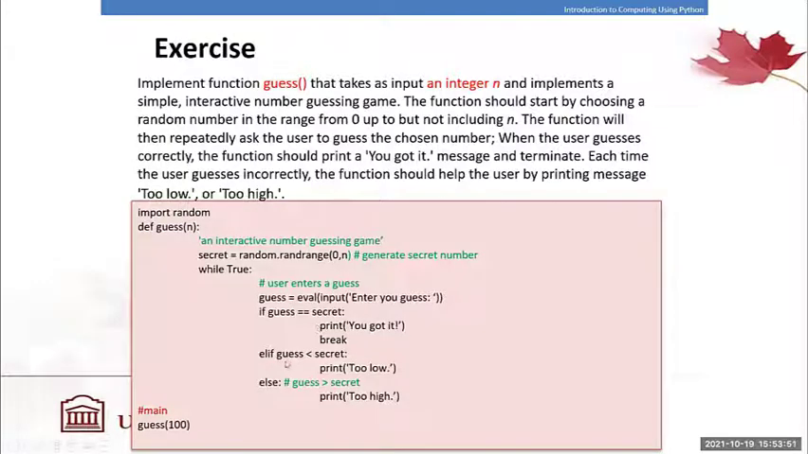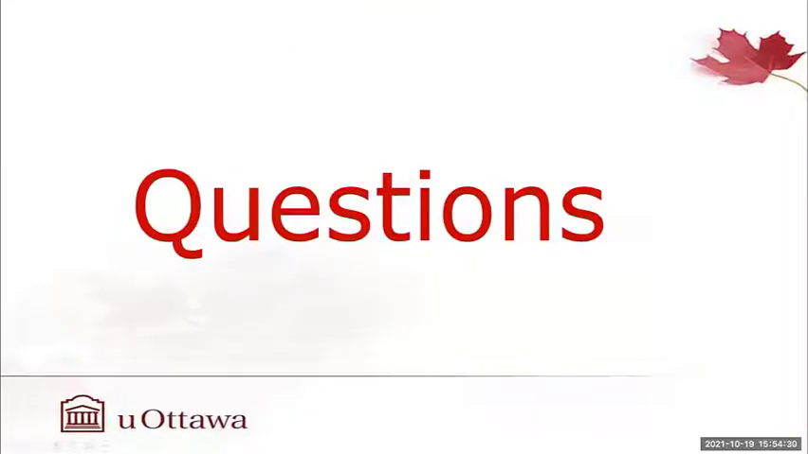Else if guess is less than secret, I'm gonna print too low. Else, that means guess is greater than secret, since it's not the case of less than secret or equal to secret. So it's exactly that guess is greater than secret. I'm gonna print too high. Is it hard? No. Okay, so I believe we're done, the class. So any question, guys?